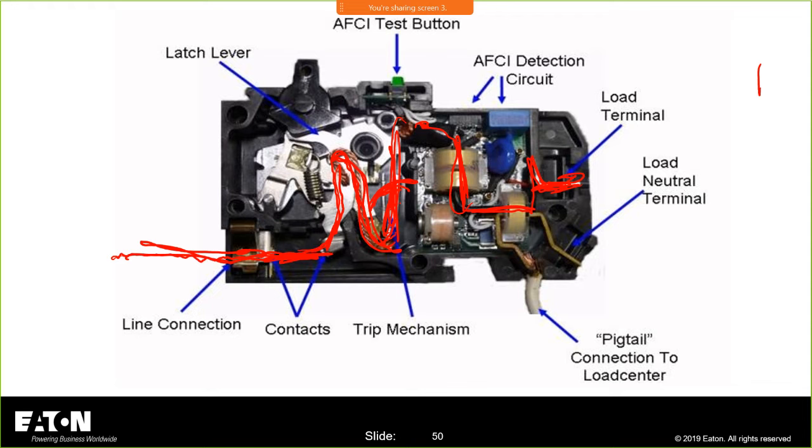So the electrons flow through that element, through this little black conductor, down through this current transformer, and then through this current transformer, and then out to the load. That's the journey of the electron through this device.